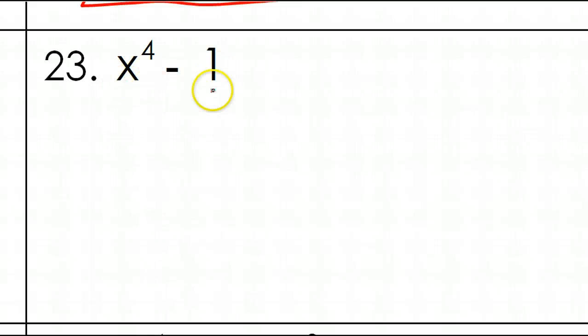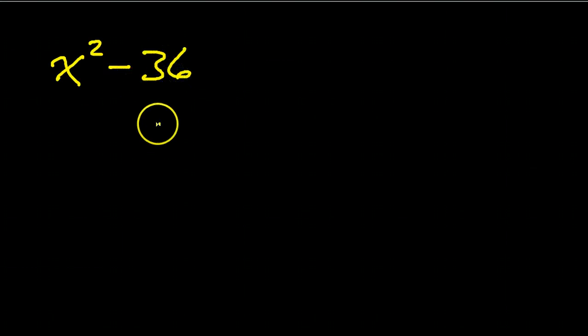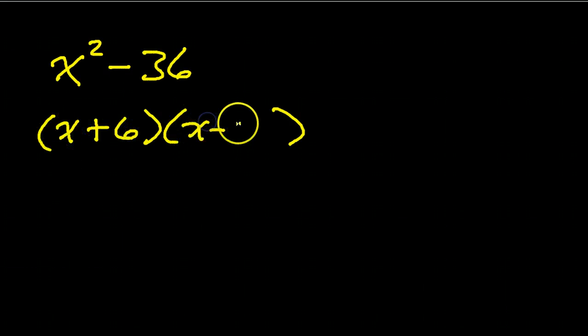Alright, I need to show you that this is really just the difference of two squares. Now, you're familiar with the difference of two squares. If I have x squared minus 36, this is the difference of two squares. You can immediately tell me how this is going to factor, right? Go ahead and say it out loud. That's right. x plus 6 times x minus 6.